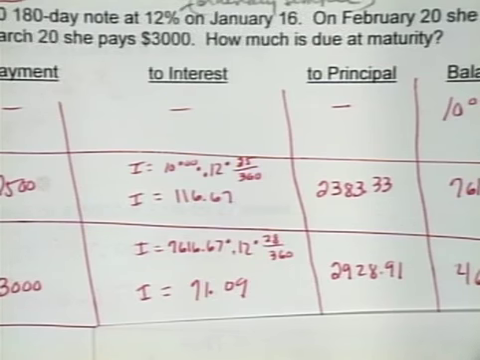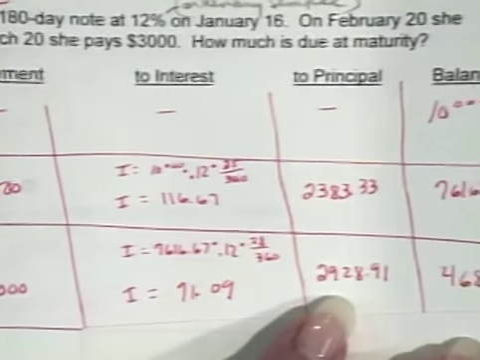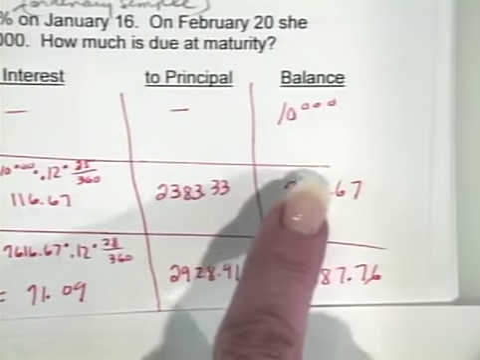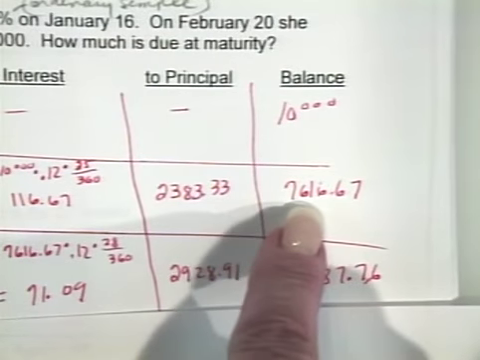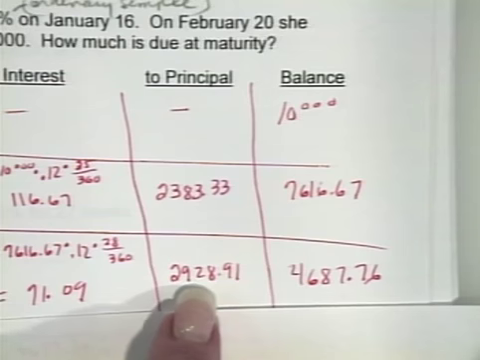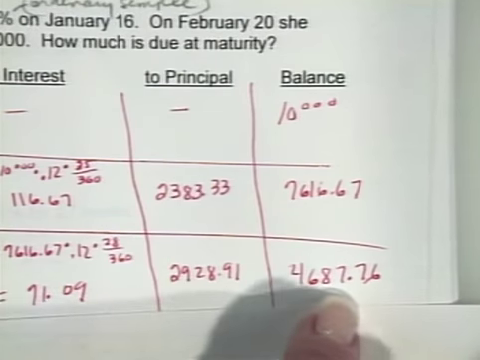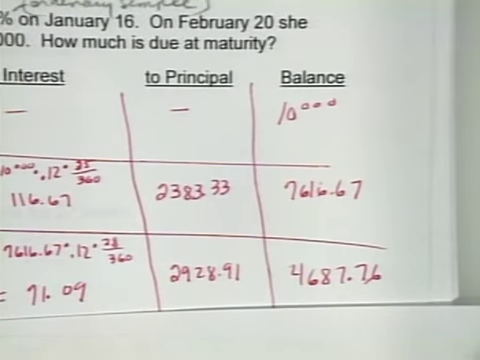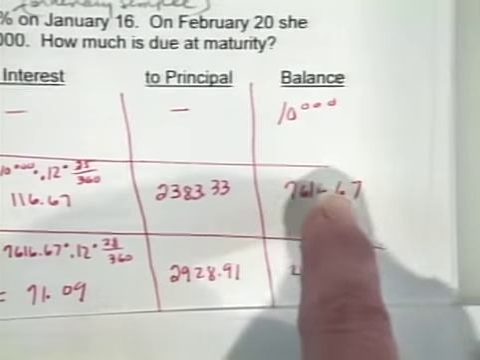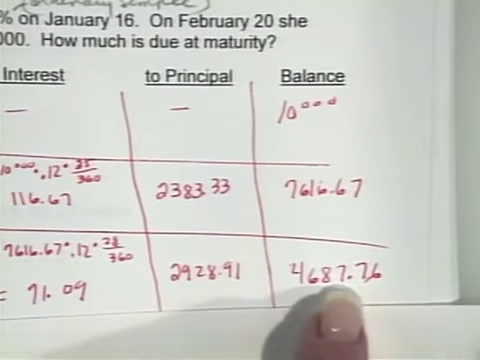Okay? Holly, are you okay? Back in the back? Everyone looks serious. Okay. I then take the $7,616 balance, subtract how much went to principal, and the remaining balance is $4,687.76. Is everyone seeing what I'm doing? This, subtract that, give you that.